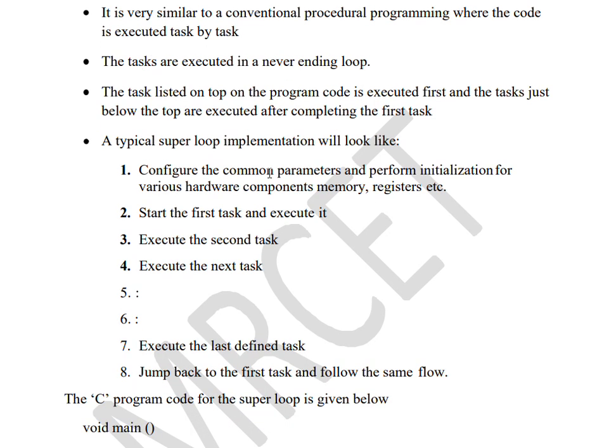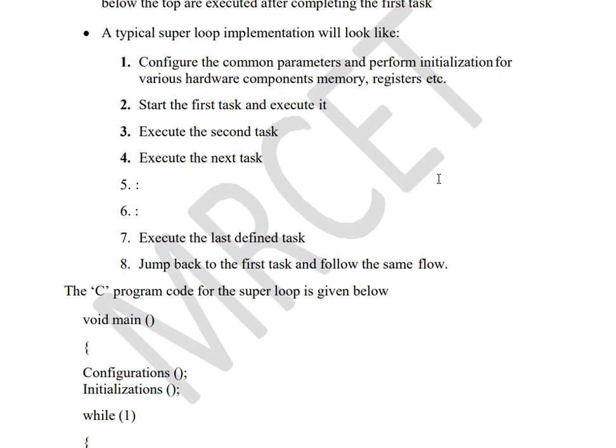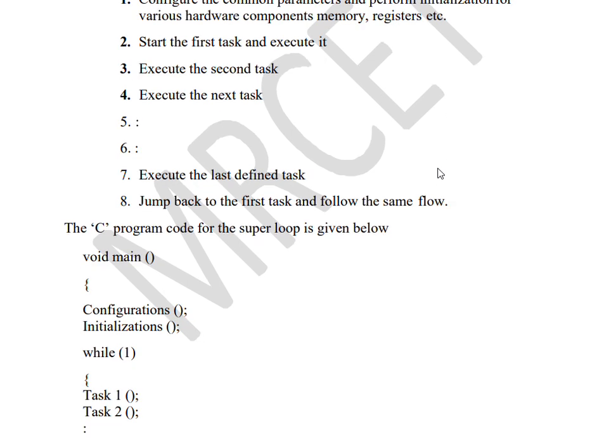A typical super loop implementation will look like this: first configure the common parameters and perform initialization of various hardware components such as registers and memory, and next start the first task and execute it. Similarly execute the second task and the next task, and keep executing the tasks until the last defined task, and then jump back to the first task and follow the same flow. This is something like an infinite loop. It will keep on executing until the condition is true, and when the condition becomes false it will stop.